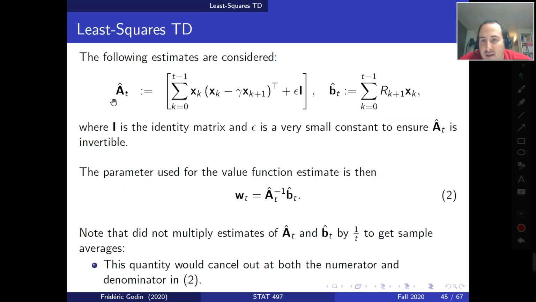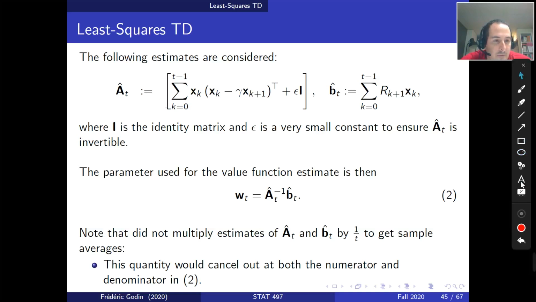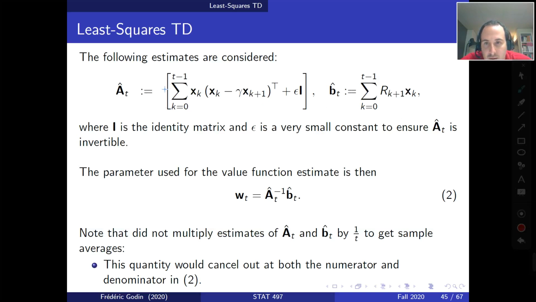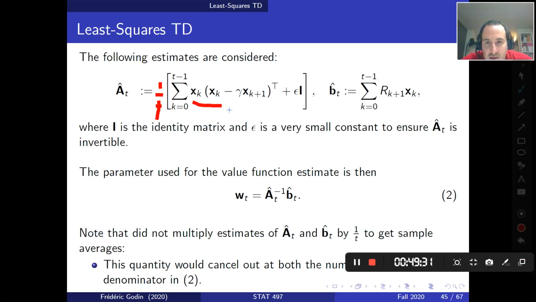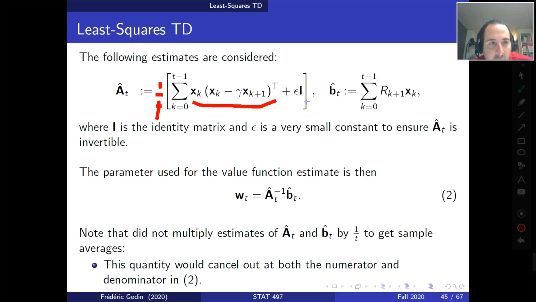So we can estimate the matrix A by A_T, which in theory would be a sample average. To have a proper estimation of the expectation, we would have a sample average, 1 over t times this summation. This is the term that was inside the expectation. In practice, a common technique is to add a term epsilon, a very small constant times the identity matrix.